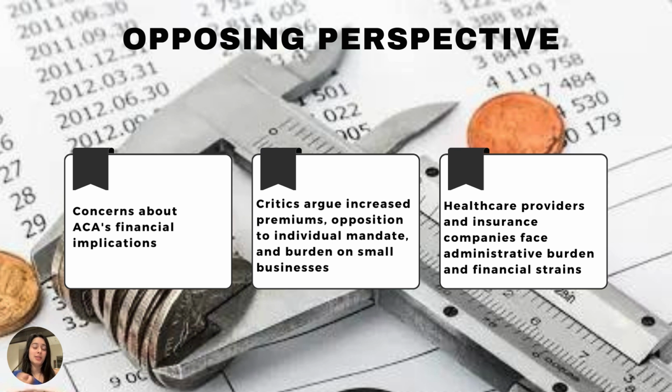This is according to what the opposing perspective is saying: although it seems upfront that it's more affordable, more beneficial, more fair to everyone, with lower costs, it's not actually quite like that, because our economy is still getting affected and having negative financial implications. It's just in a different way. The critics are arguing that there are now increased premiums, opposition towards individual mandates, and a burden on small businesses, which are financial burdens. All of these are a different way that the financial implications are affecting our economy, even though it was in a different manner before.